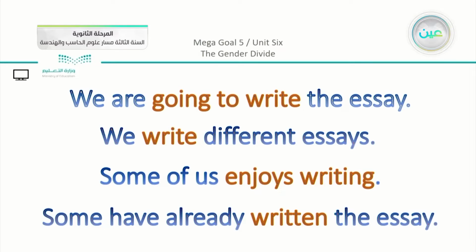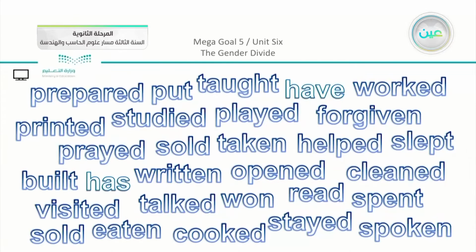So you can see that we have here different types of verbs. Some of them, like here, enjoy writing, we have the noun, or actually the gerund. We have, of course, going to write, which is the future. We write different essays, which is the present simple, and we have already written the essay. You can see that we have write, wrote, written, which is the past participle. Now you can see that writing is in different forms.